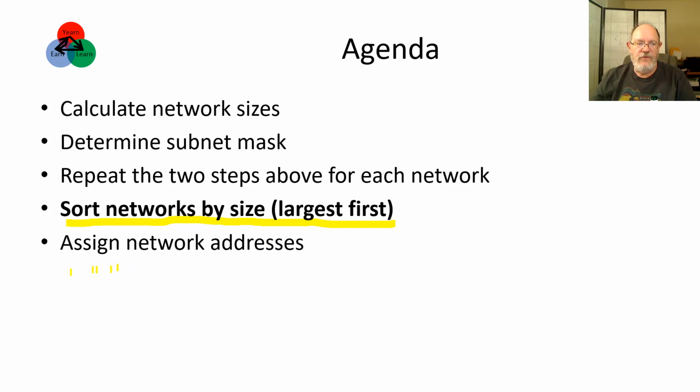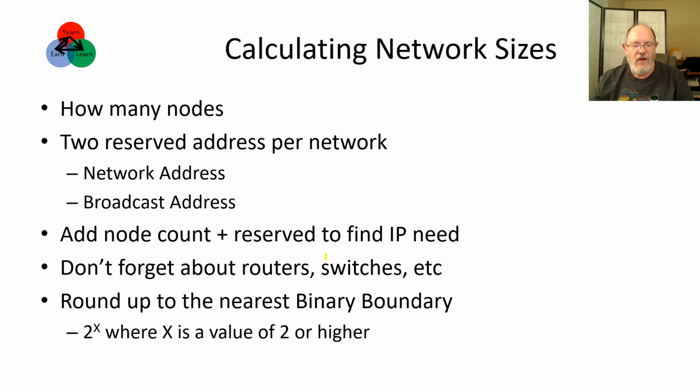And then once you do that, you can go through the task of assigning network addresses to each of those networks. So with that in mind, let's talk about how we calculate what I'm going to call the size of the network. It's really the total number of IPs that are absolutely necessary. You basically derive that number by counting how many nodes you have in that individual network, and then making sure that you add the two that are reserved for network and broadcast addresses.